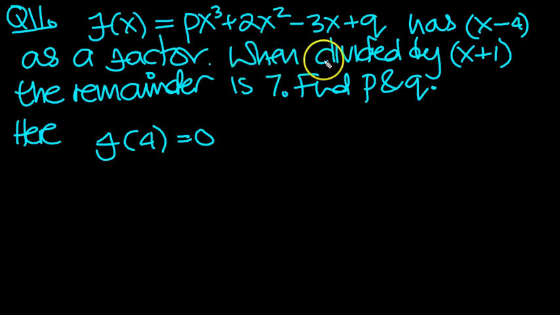The other piece of information: when divided by x + 1, the remainder, so f(−1), will be the remainder in that case, won't it? The remainder is 7. So let's write down what they mean.